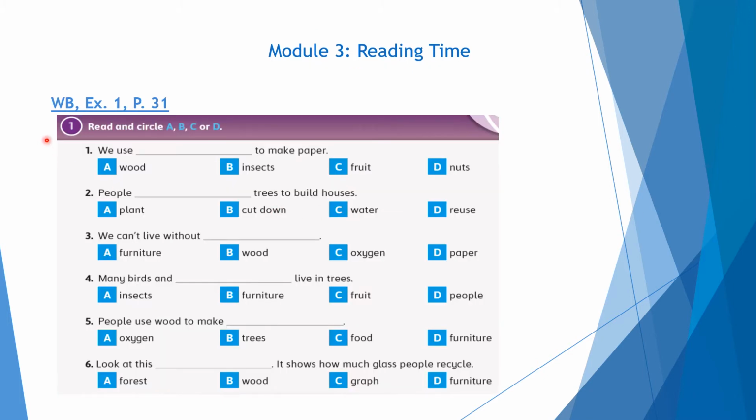Now go to your workbook, exercise 1 on page 31. Read and circle A, B, C, or D. Let's see the first one. We use wood to make paper. Excellent. Wood. Now I'll give you 1 minute to do the rest. Yes. 2. People cut down trees to build houses. Yes. 3. We can't live without oxygen. 4. Many birds and insects live in trees. Well done. 5. People use wood to make furniture.